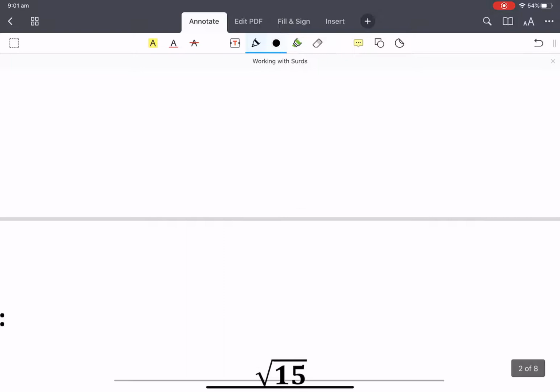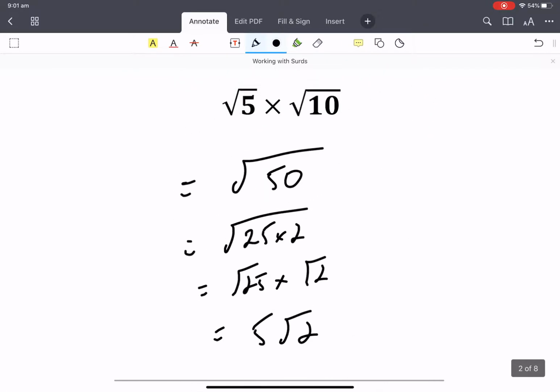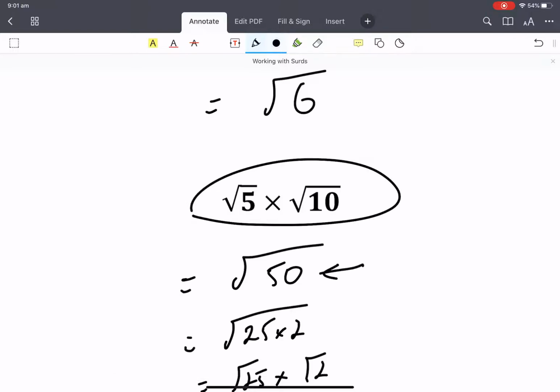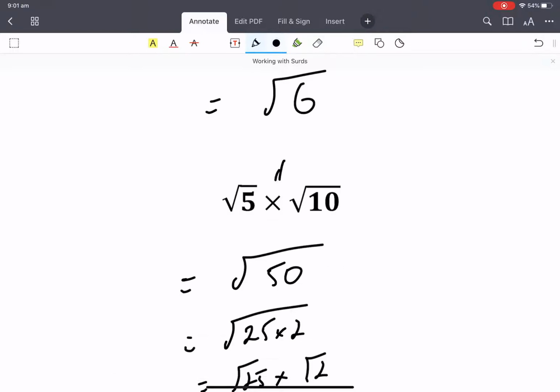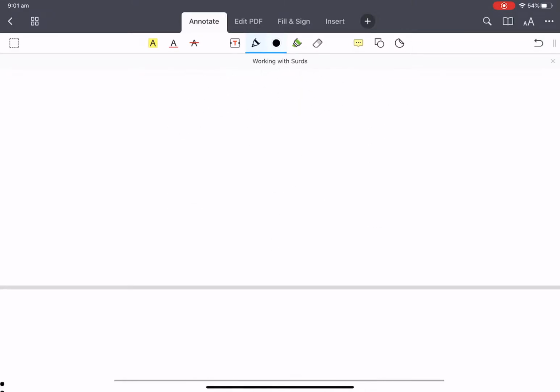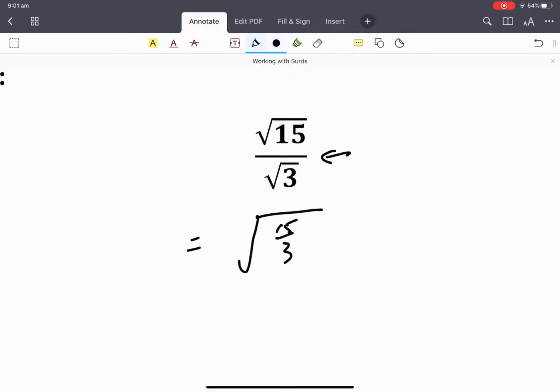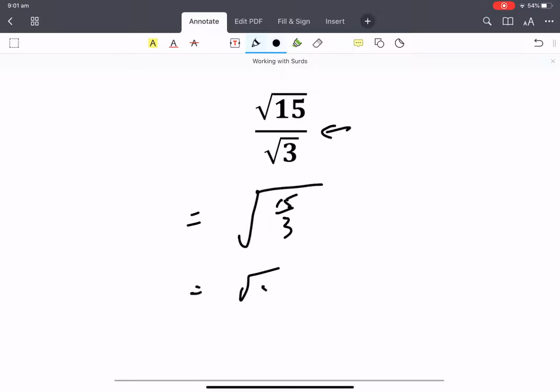You know how we've been putting that under the one radical because it's a multiply by sign. It stands to reason that a divide by sign will work the same. So we can combine that under one radical, which is just root 5.